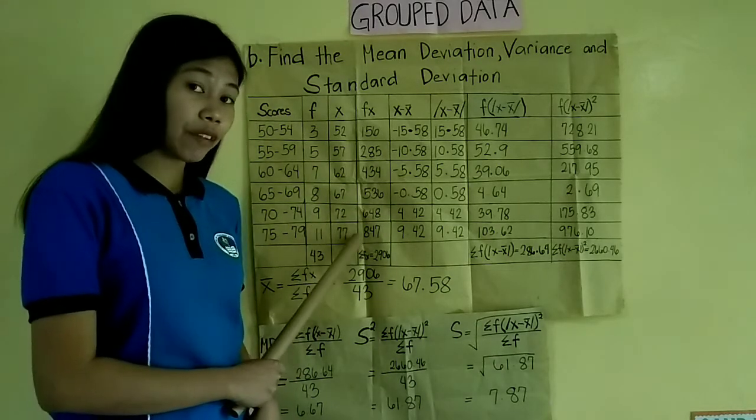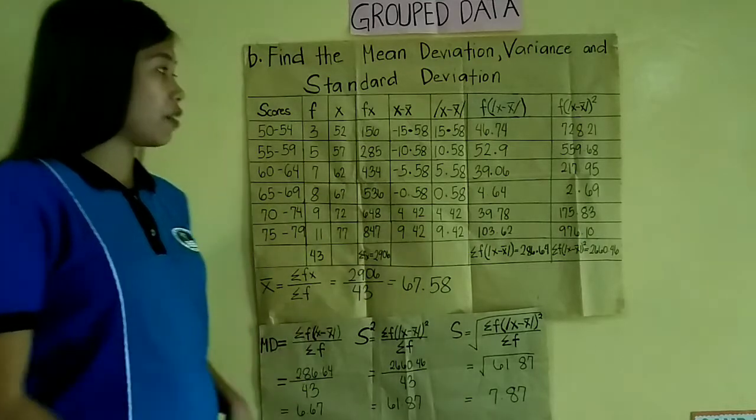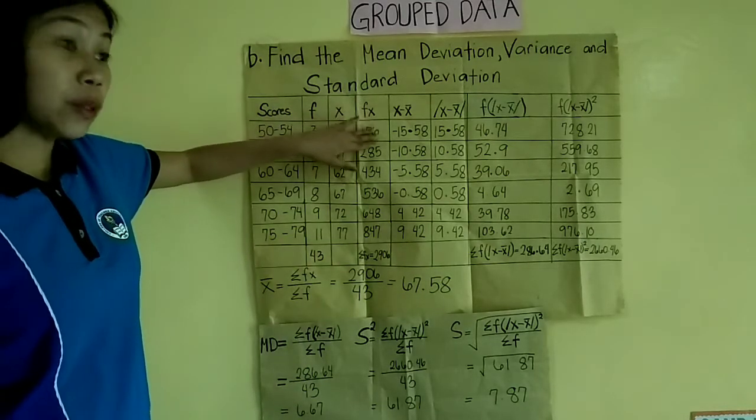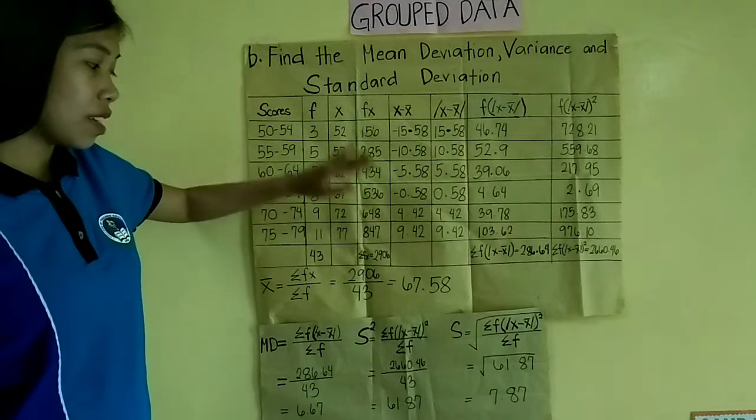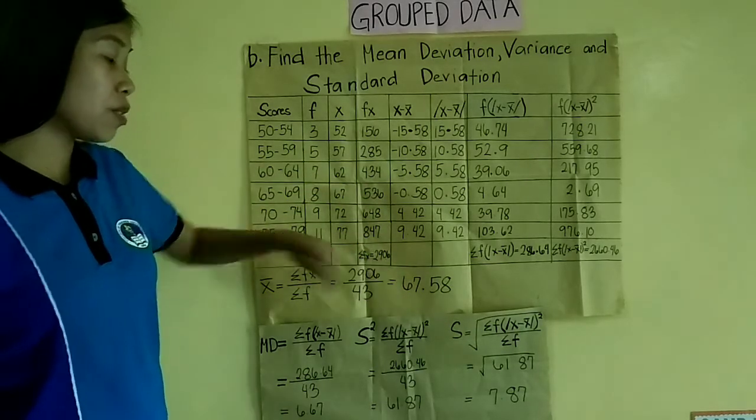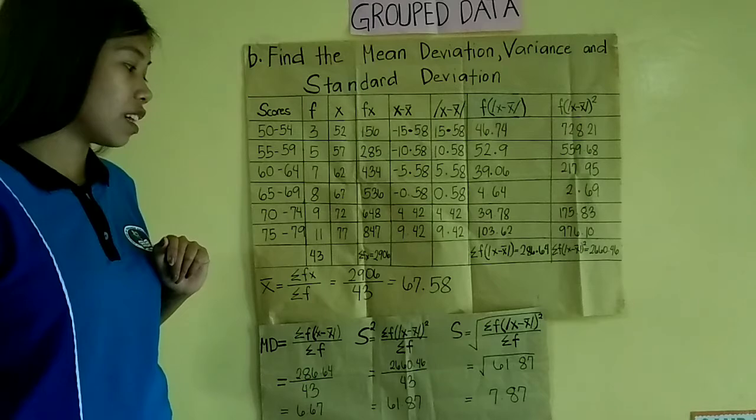11 times 77 is equals 847. And we have to total this one. Summation of fx is equals to 2906.